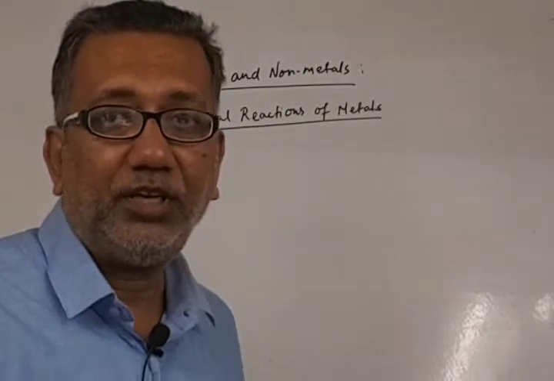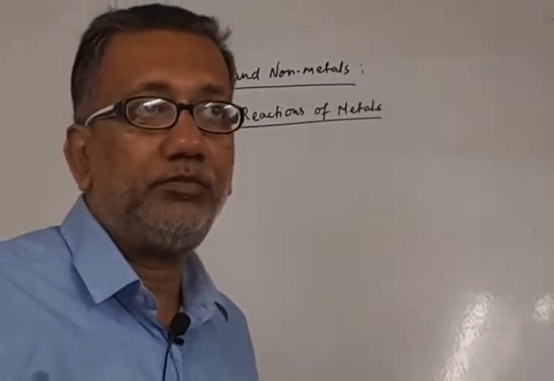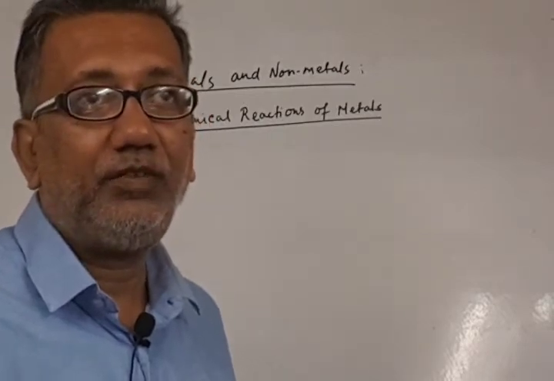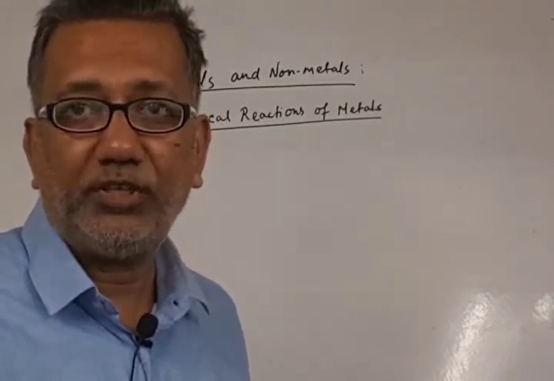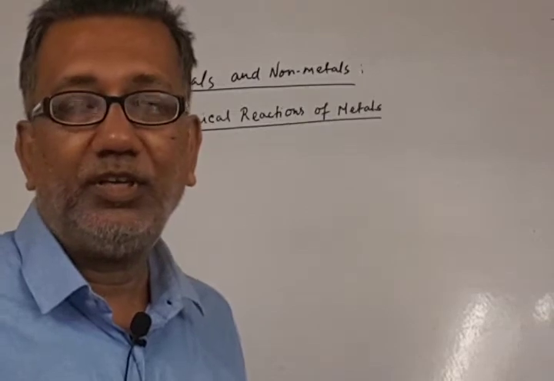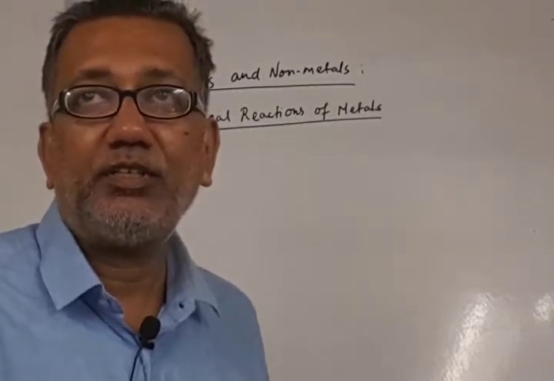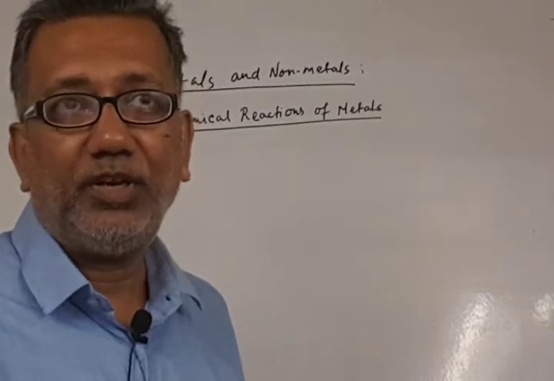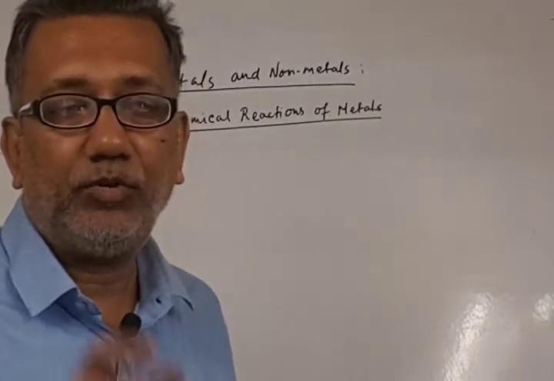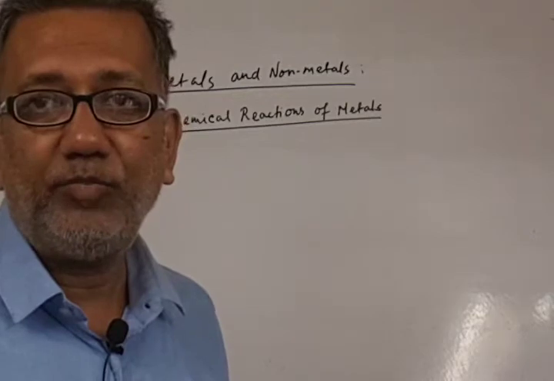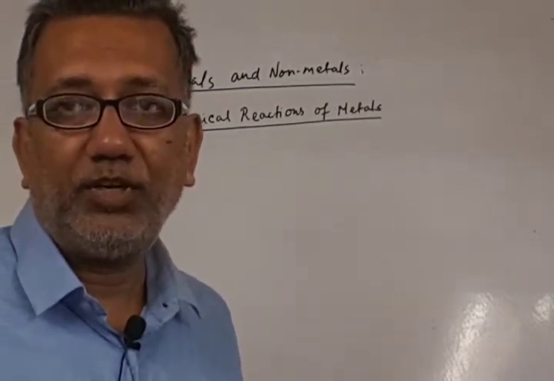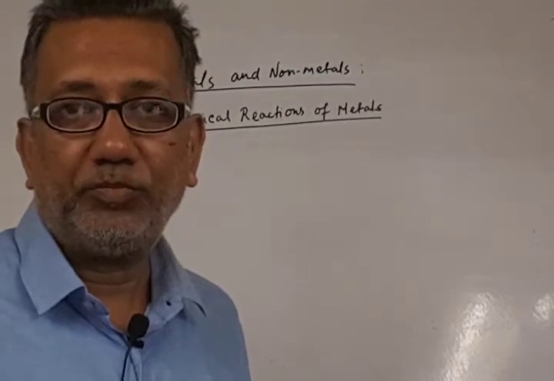Now if we consider the chemical reactivity of metals, their reactivity is not the same for all metals, and you will find that there is a reactivity table where the most reactive metals are taken at the top and the least reactive metals are taken at the bottom.